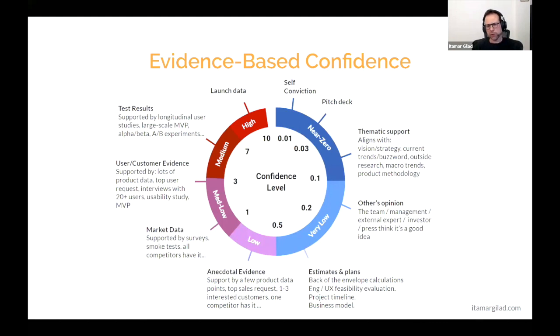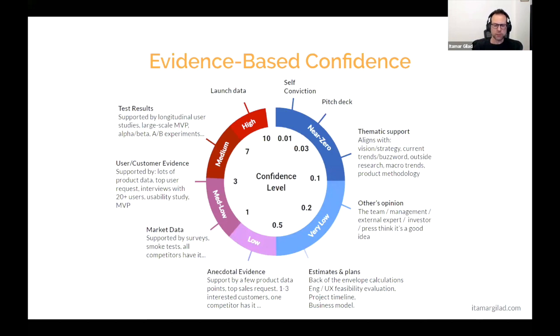So everything in the blue area, self-conviction, having a pitch deck, thematic support, like relying on some buzzword or a line, or relying on the company strategy, these are actually opinions in disguise. So they give us very low confidence. If we review the idea with multiple team members and management, and they're all in support, that's great. It makes us feel good, but still it's opinions. So it's still low confidence.